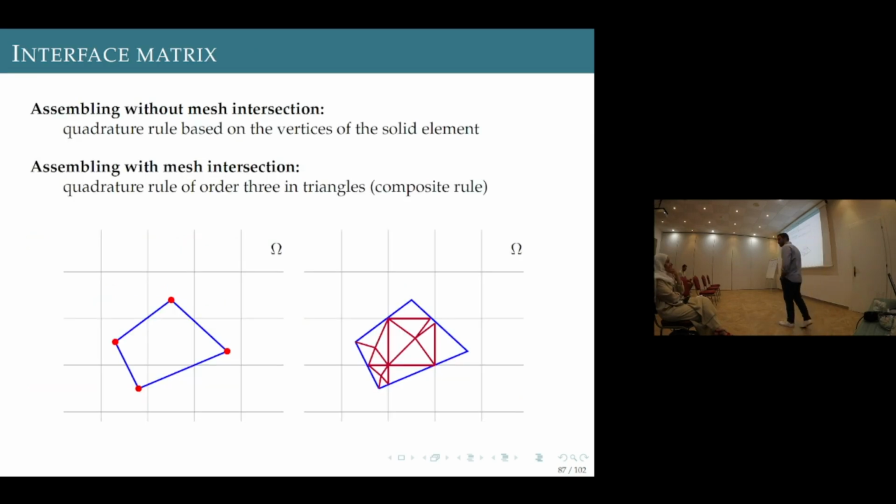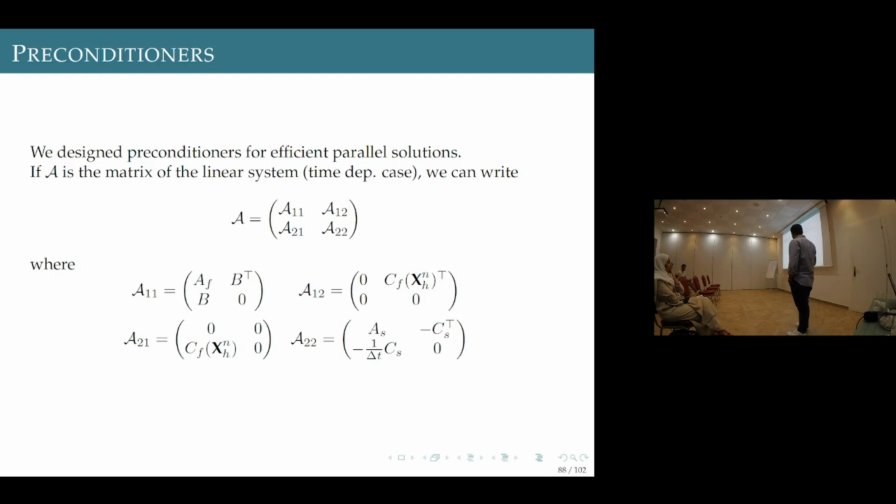The assembling of the interface matrix. For the assembling without mesh intersection, we use a quadrature rule based on the vertices of the solid element, like in this case. For the assembling with mesh intersection, we use the quadrature rule of order 3 in triangles, because the situation is this one, and we have to integrate a Q2 times P1 function, so we need order 3 of accuracy for the quadrature rule in this case.